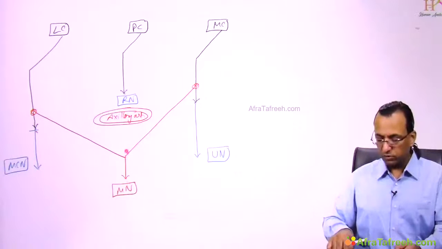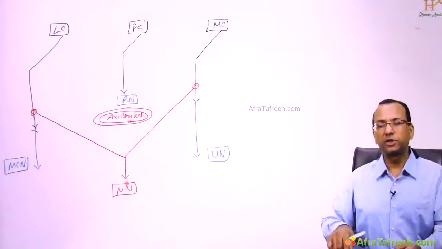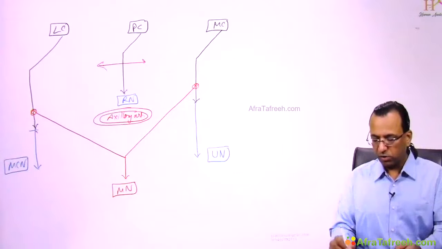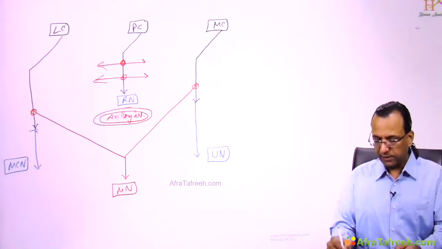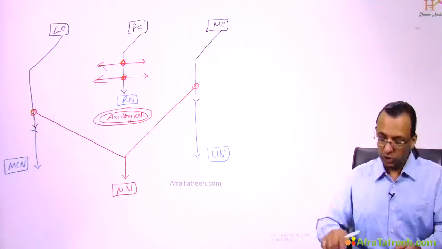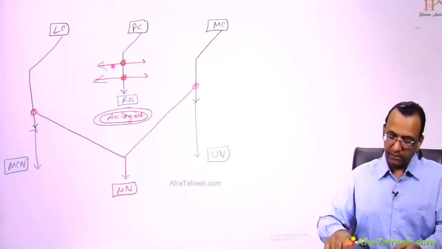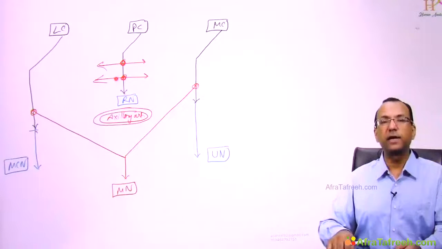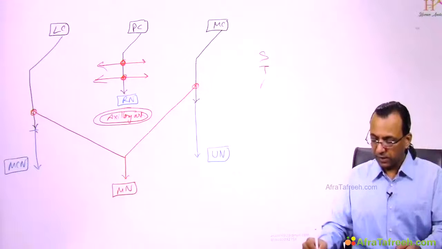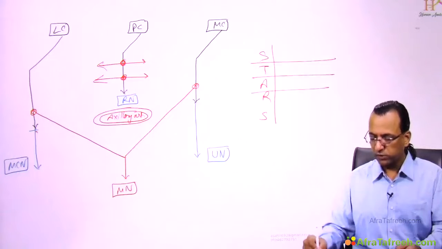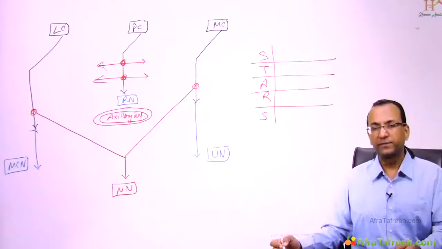Now what we want to know is the 5 branches of the posterior cord of the brachial plexus. As you want to know the 5 branches of the posterior cord of the brachial plexus in the axilla, there is a mnemonic that goes by the name STARS. Let us discuss the STARS, the 5 branches of the posterior cord of the brachial plexus.